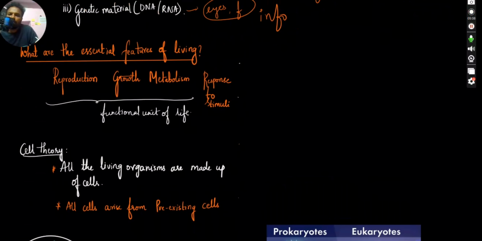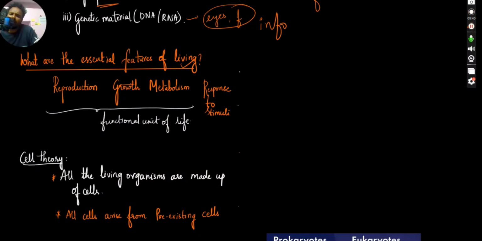Then what are the essential features of living? Any living being, what is the essential feature? So reproduction, growth, metabolism, and response to stimuli are the essential features of living. That's why we can say that cell is the functional unit of life. All these functions are performed at cellular level.